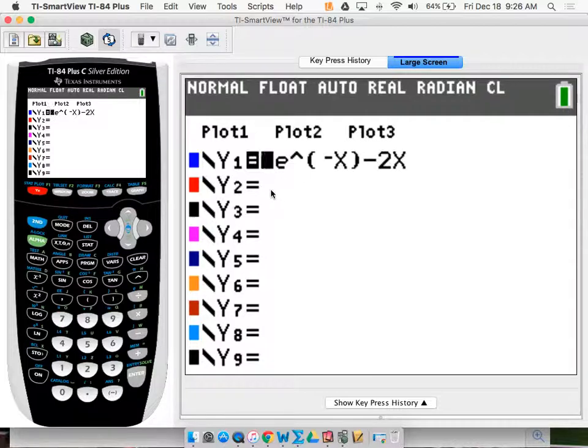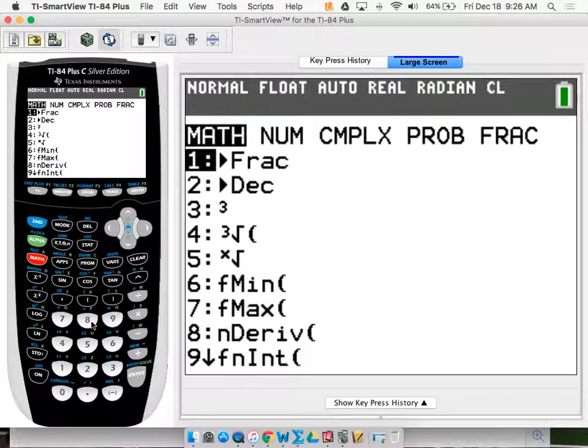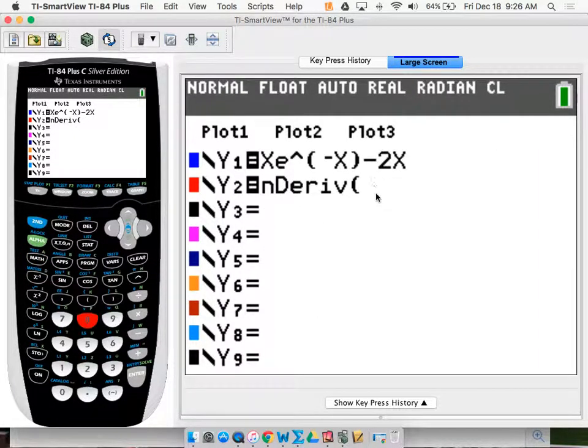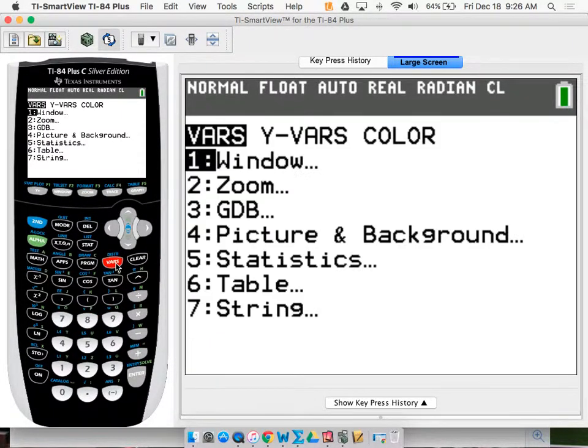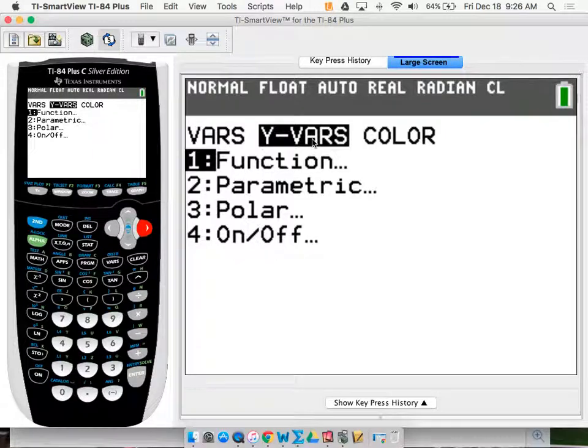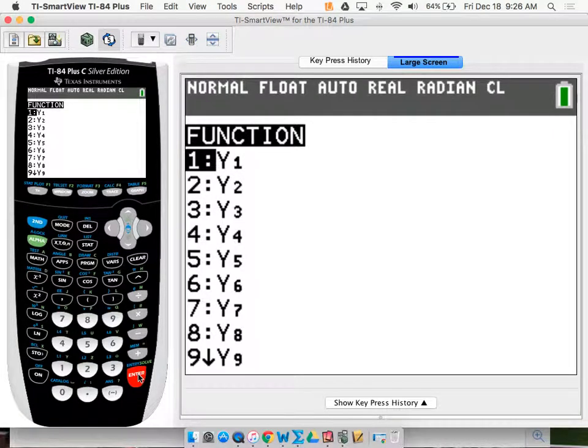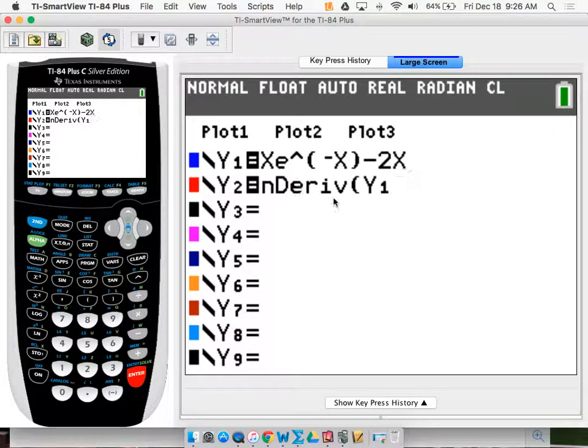Alright, now what I want to do is put the derivative into y2. So how do we get the derivative to come up? Math number 8. You're going to type in math 8. Now, you can either retype that equation or you can hit the vars button, which is right next to clear. You're going to scroll over once for y vars, hit enter for function, and then hit enter for y1. So this is telling your calculator I want you to figure out the derivative of y1.